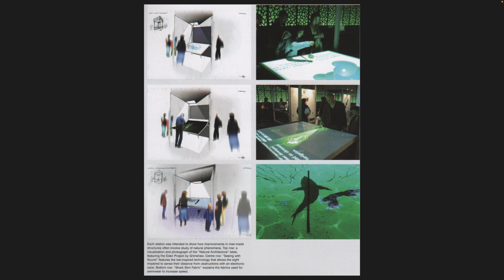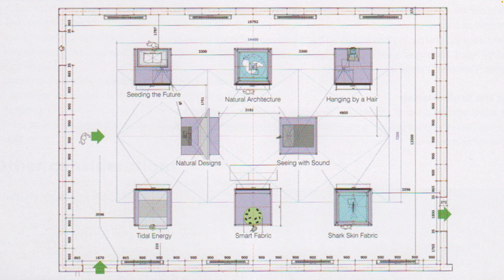And then lastly, when we get down there to the bottom one, that's the shark skin fabric. That's explaining the fabrics that are used for swimwear to increase speed. So what are they using based upon that? So if we go through, we start to look at these. If we jump back to here, that's when we can go through and we can start to look at what's going on with the different things.